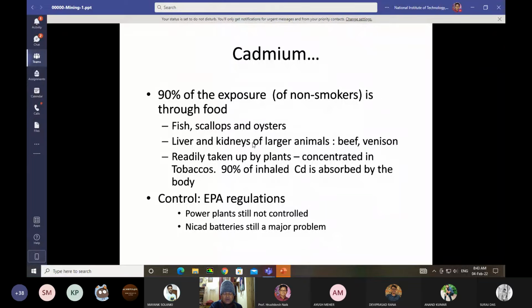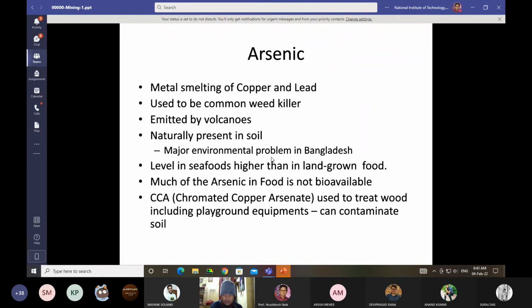The last one I'll tell you is arsenic. Arsenic is very carcinogenic. It can cause cancer. Metal smelting of copper and lead will produce arsenic. It used to be a common weed killer, is emitted by volcanoes, naturally present in soil, and is a major environmental problem in Bangladesh. So this is all I wanted to talk to you about today.